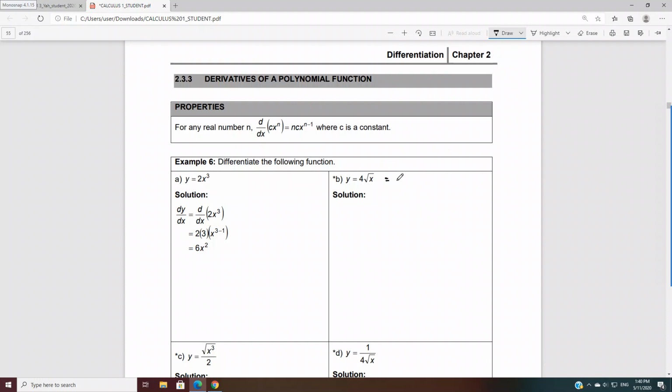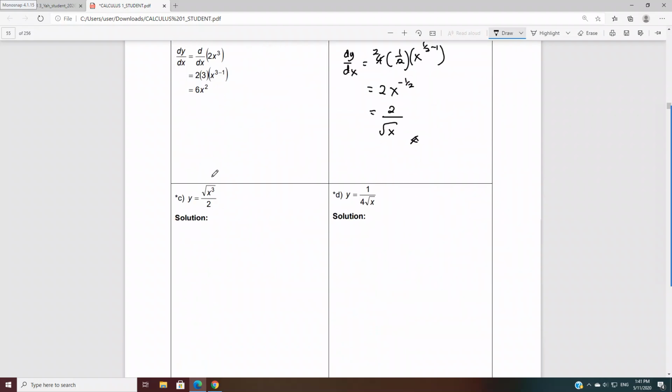Okay, yang ni 4 x to the power of 1 over 2. Okay, so dy dx dia equals to 4 times 1 over 2, sebab yang ni bagi depan kan. So x kuasa dia 1 per 2 tolak 1. Okay, so jadi yang ni boleh cancel dapat 2. Okay, so 2 x negatif 1 per 2. So jawapan dia 2 square root of x. Okay, macam yang ni.